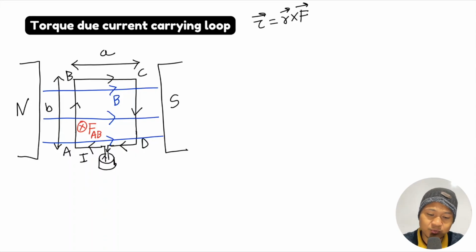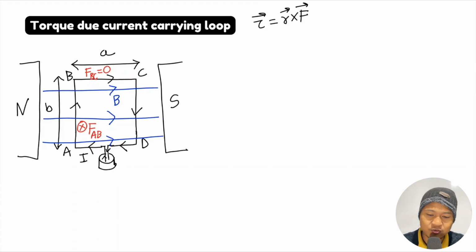So F AB is inward. Now the force on BC: the current is along the side, and B is along the side, so L cross B is 0 because they are parallel. So the force is 0 on the BC side.